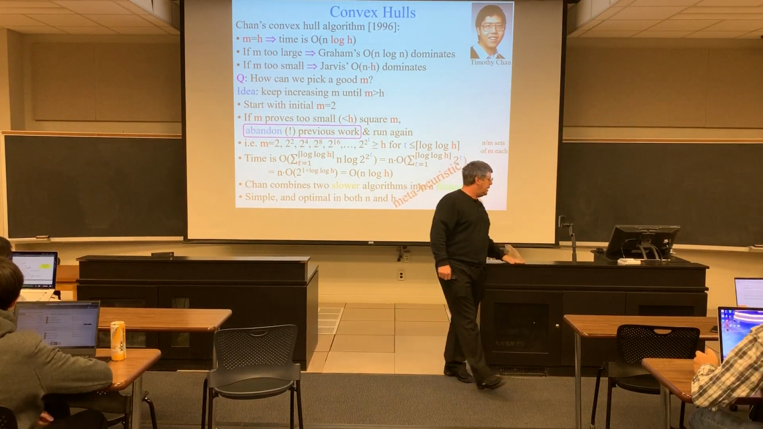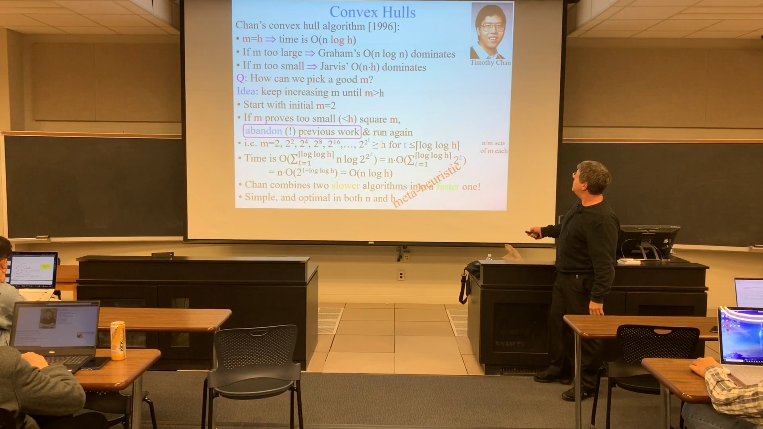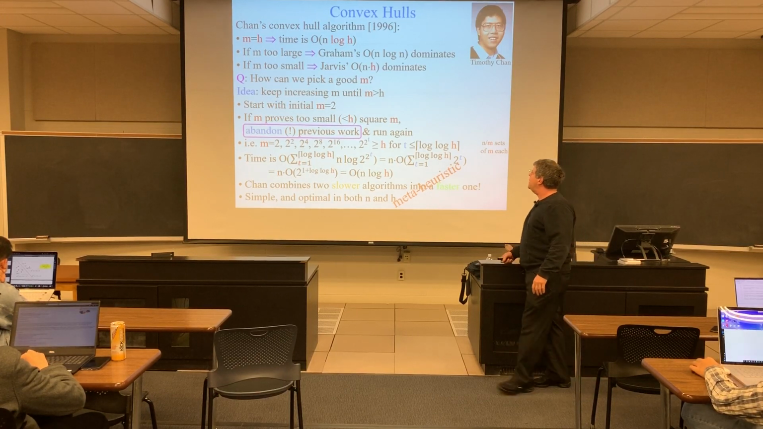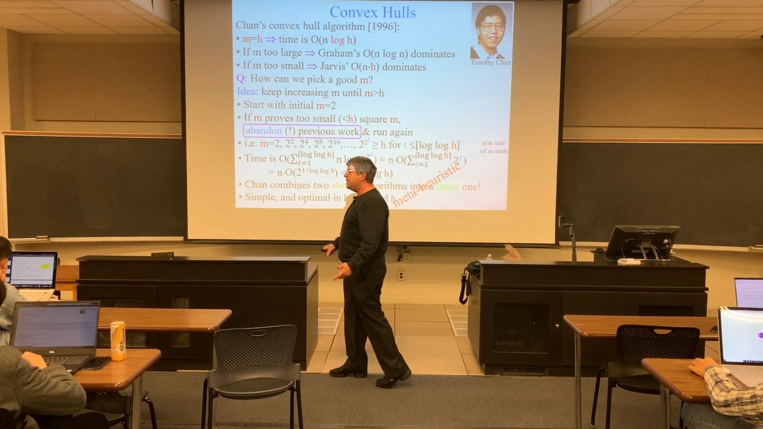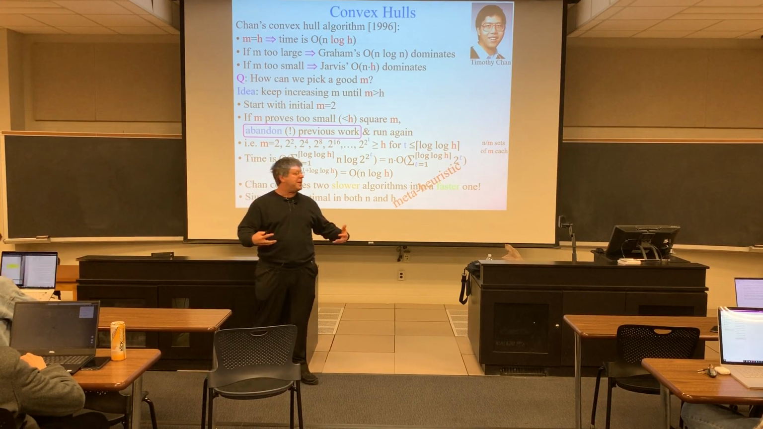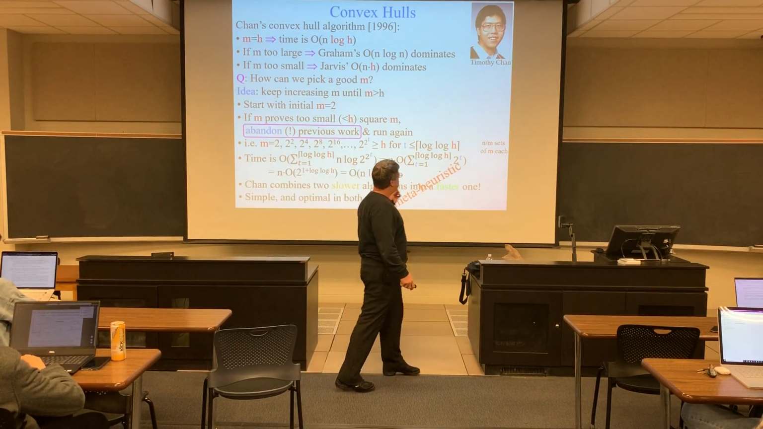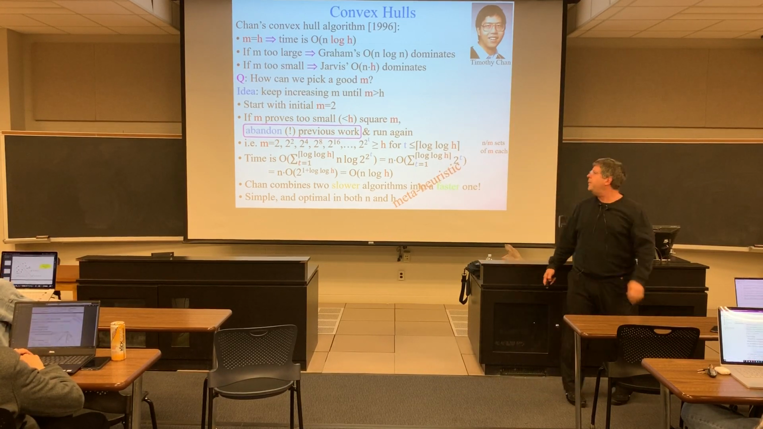So last time we talked about a convex hull algorithm, Chan's algorithm. It runs in optimal time n log h, where h is the size of the convex hull. Interestingly, it combined two slower algorithms, Jarvis's March and Graham's Scan, into a faster algorithm. Any questions about any of that? This is what we did in the last half of last time.